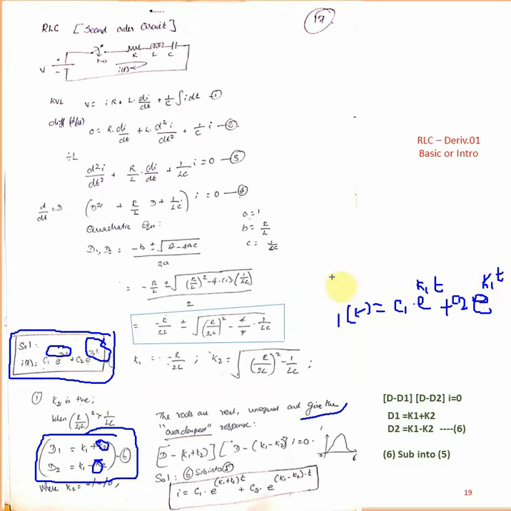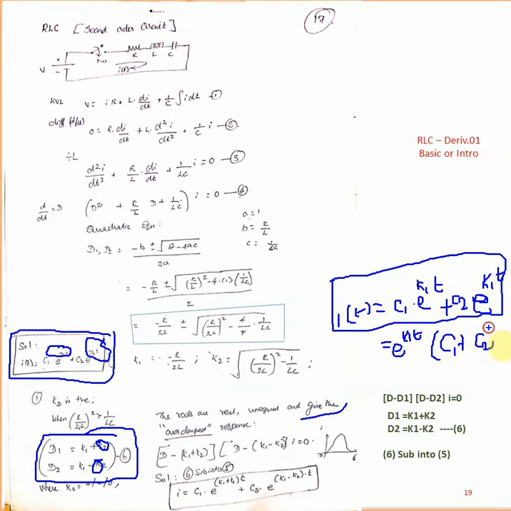Further, I want to simplify it. What is the common term? e power k1 t is there, so take it as common. I will take e power k1 t as common, then open the bracket: c1 plus c2. What is the left hand side?